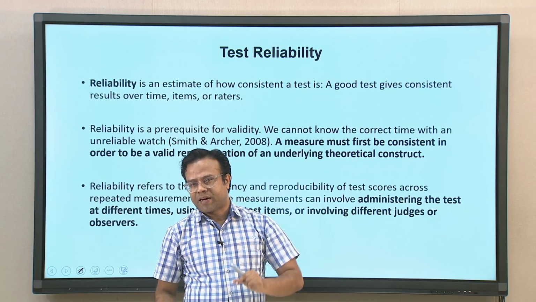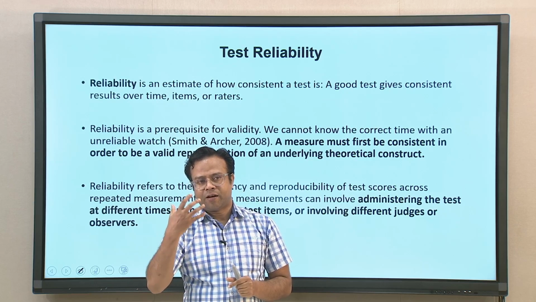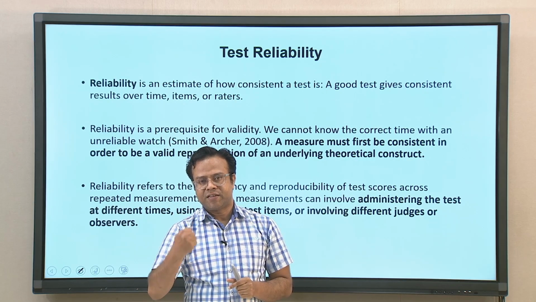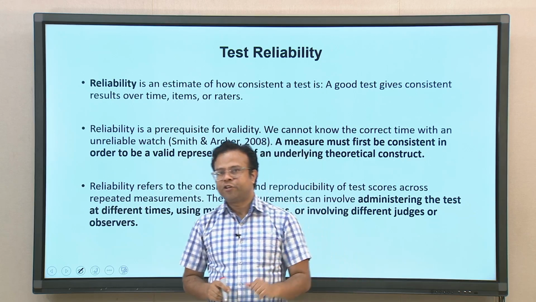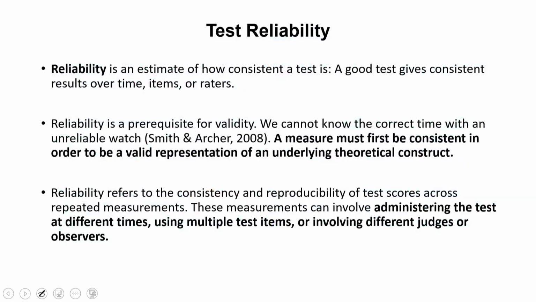Now, the next concept to understand for a test is test reliability. So, validity we have seen. Now, reliability of a test means what? Reliability is an estimate of how consistent a test is. A good test gives consistent results over time, items and raters. Okay. So, consistently it should show something similarly.